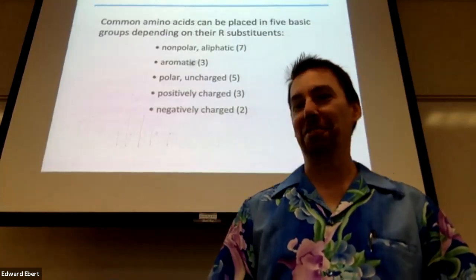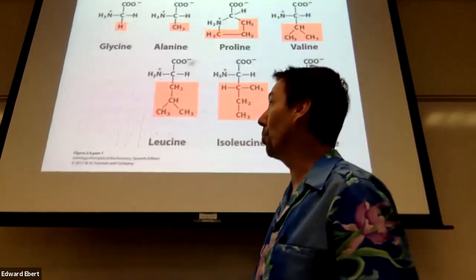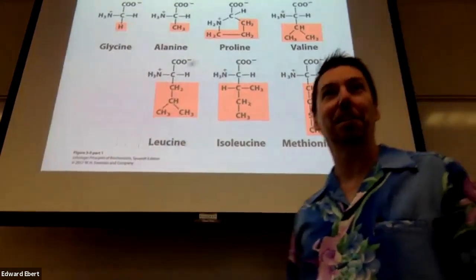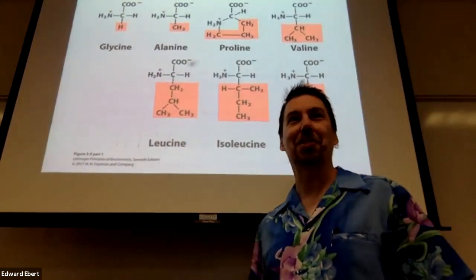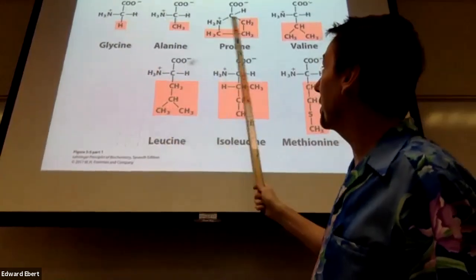We're going to look at structures. So let's look at our 7 aliphatic nonpolar ones. We start off with our simplest one, glycine. Probably the easiest one to memorize because it's just another hydrogen in there, right? So here's our basic structure. Everything's going to look like this.